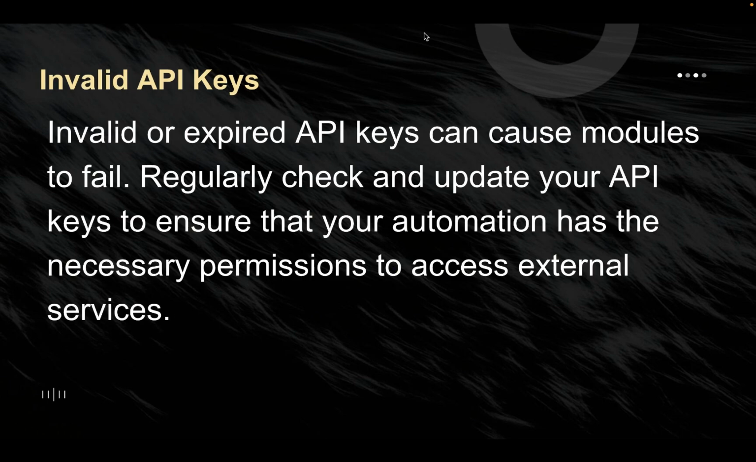Another common error is invalid API keys. Invalid or expired API keys can cause modules to fail. Regularly check and update your API keys to ensure that your automation has the necessary permission to access external services. So sometimes your API keys might have expired or be invalid. If you don't provide the right API key, you are going to have errors. So you need to be careful and always check and update your API keys as needed.